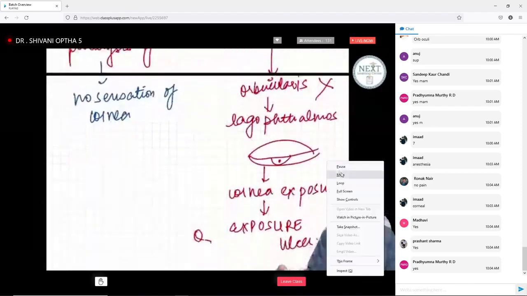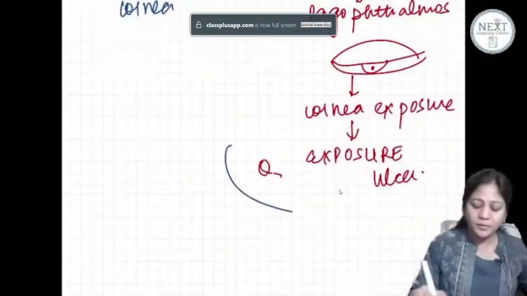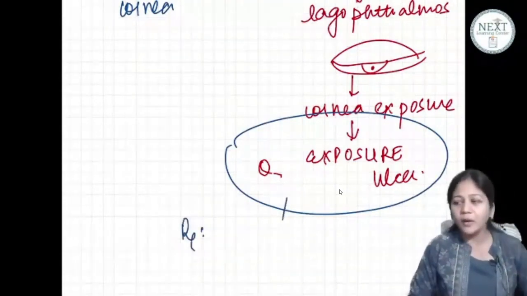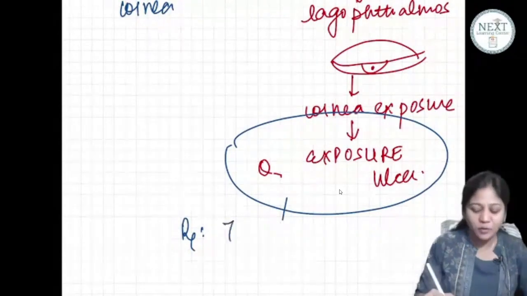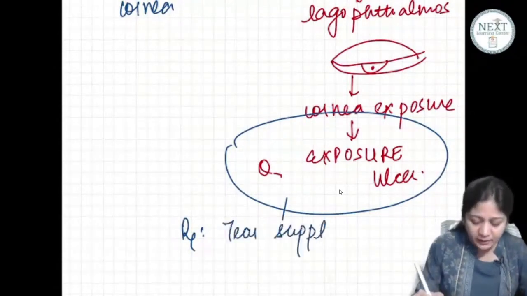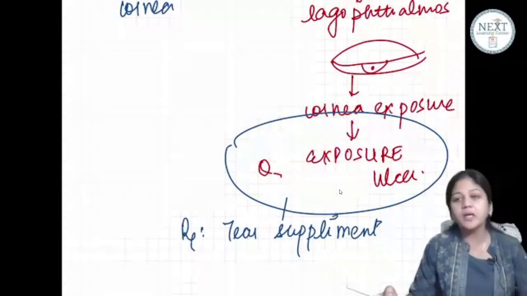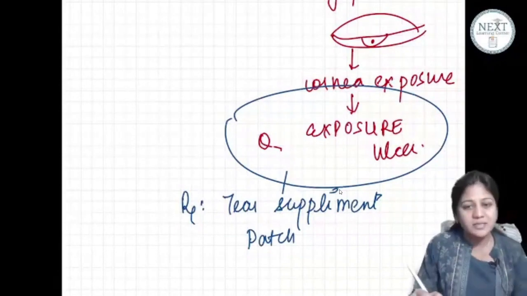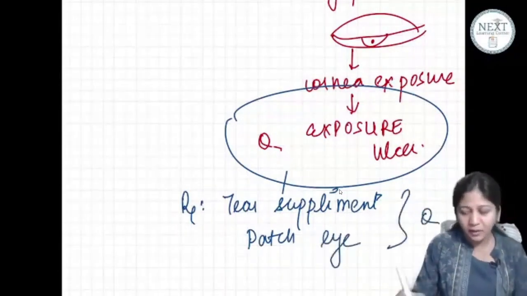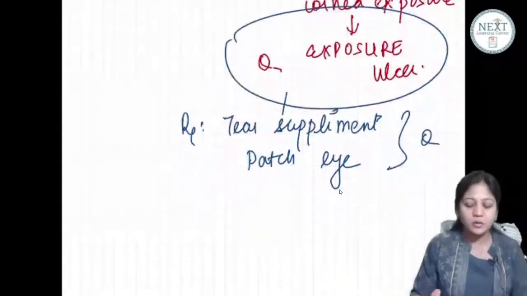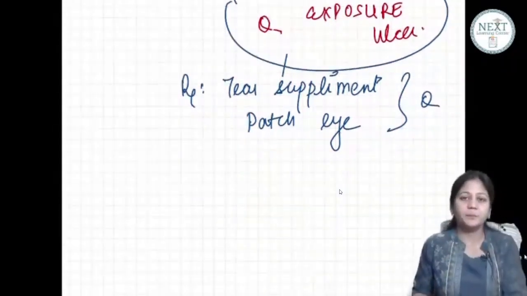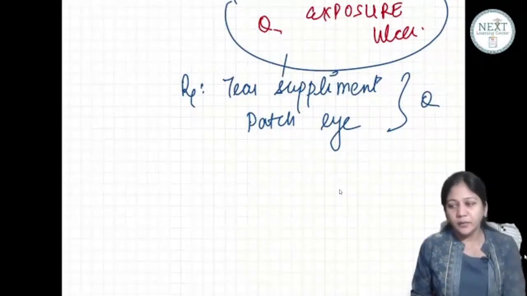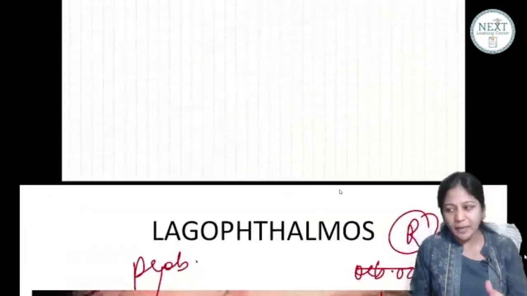Okay, son. So how will you prevent, or how will you treat this exposure ulcer? I don't want the cornea to get dry, so I will give a lot of tear supplements, isn't it? What else can I do? I can patch the eye when the patient sleeps. Okay? So please remember, these two questions are also very important. How to treat the neuroparalytic ulcer? Tear supplements and patching of the eye.